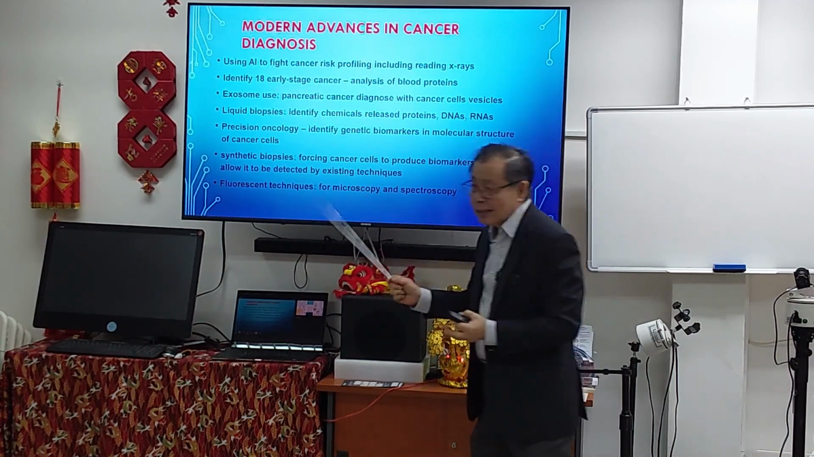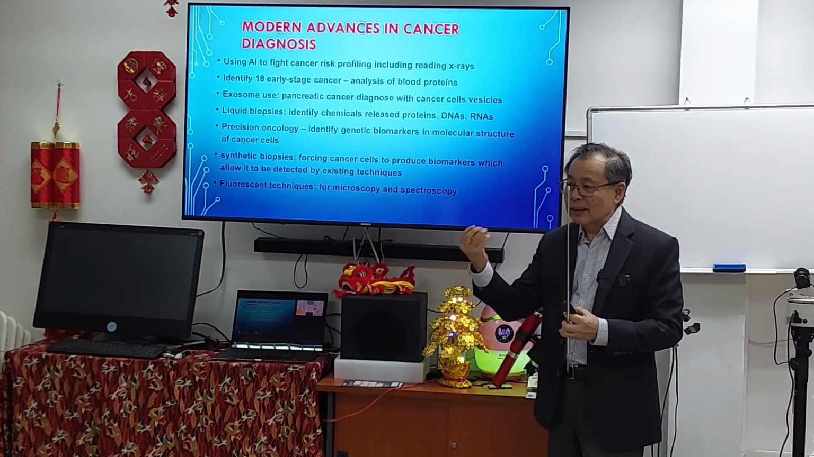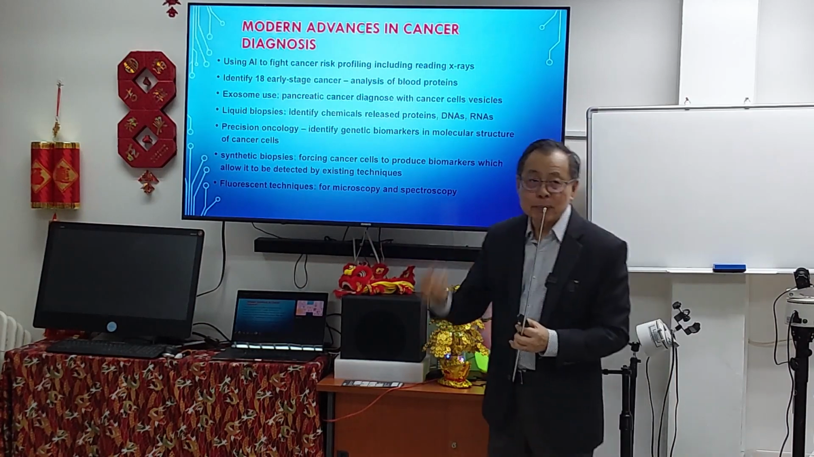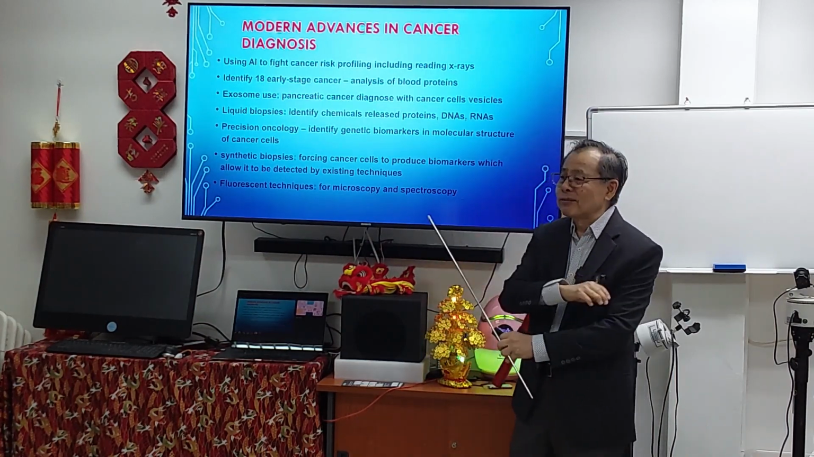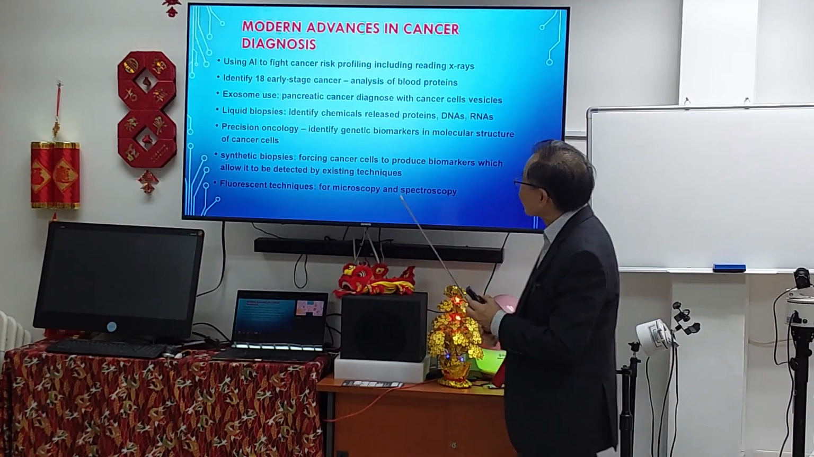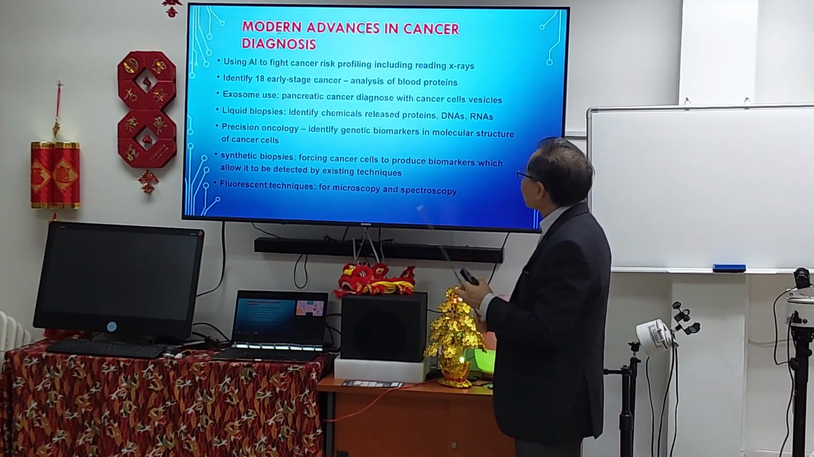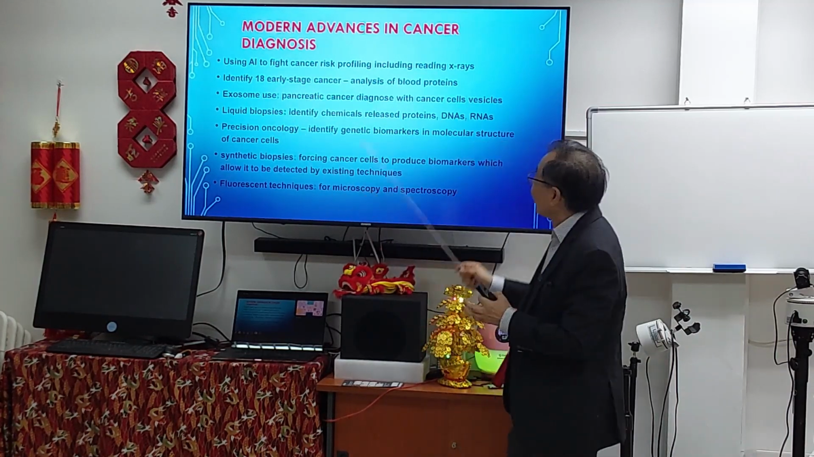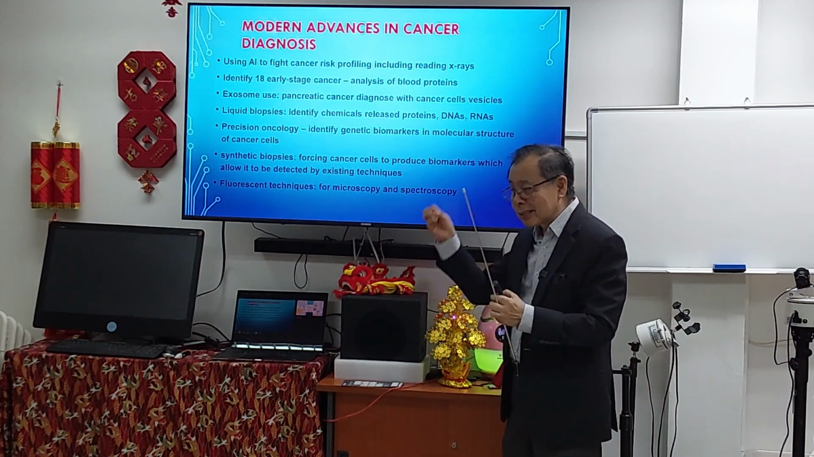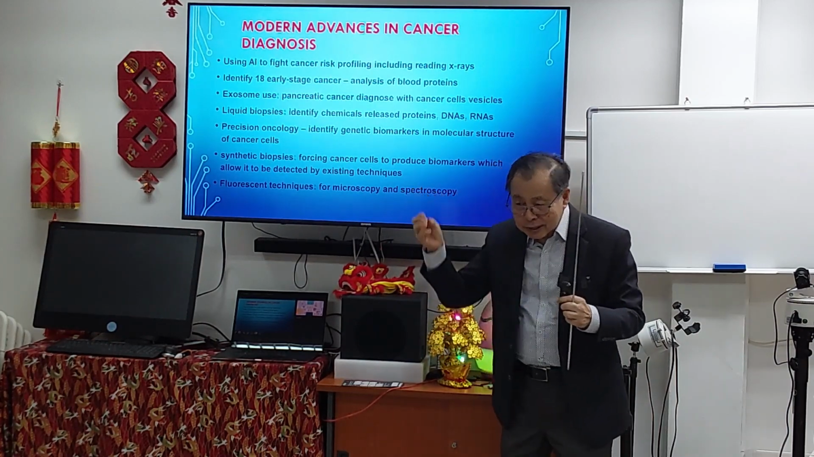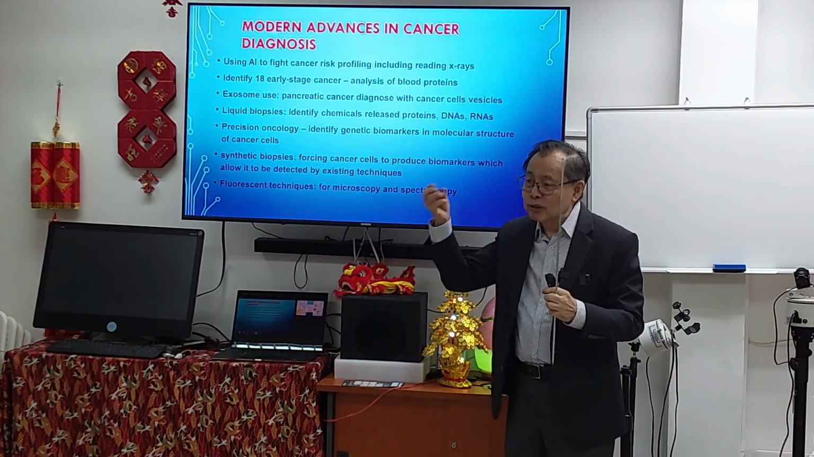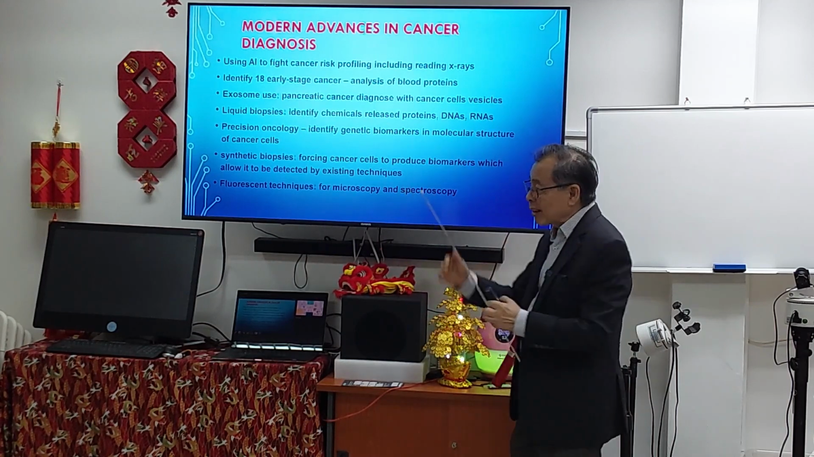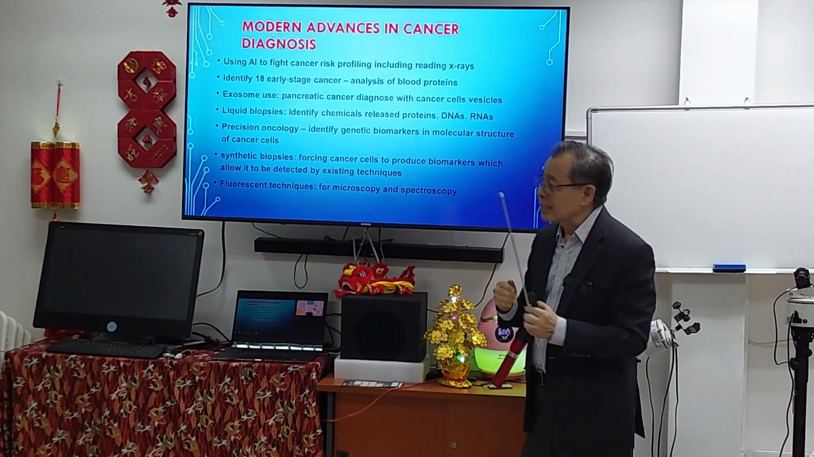We use exosomes. The pancreas is right in the center of your abdomen. It's totally inaccessible. And that's why people with pancreatic cancer, by the time you discover them, it's very late already, and often they die within 6 months. But using these techniques, because all cells secrete a substance called exosomes, and these exosomes are released out. The pancreas secretes a lot of digestive juices into the stomach. So you take these juices that they secrete, and you can in fact figure out whether there is a cancer there or not. That's how advanced we are.